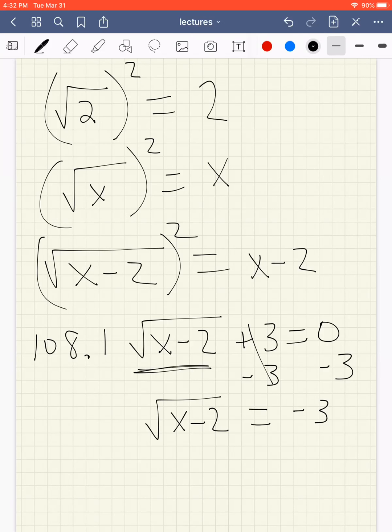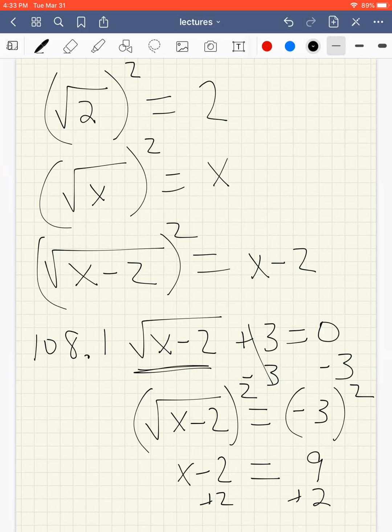All right, now, just like we did up here, we can square both sides of the equation, not just one, but square both sides. And when we do that, this just becomes x minus 2. Negative 3 squared becomes 9. And then you add 2 to both sides. So that gives you x equals 11.